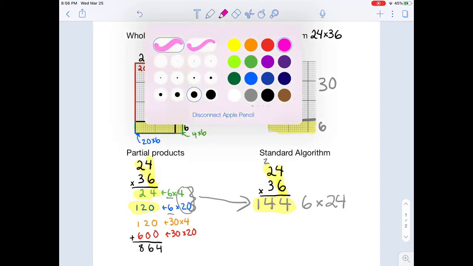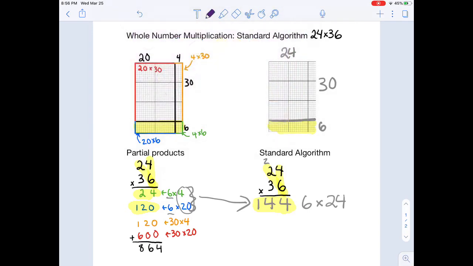So I'll switch up my colors here. So here I did 30 times 4, 30 times 20. I'll follow the same pattern here, except it'll sound like this. I'm going to put a placeholder 0. 3 times 4 is 12. Write down the 2. Carry the 1. 3 times 2 is 6. Plus 1 is 7. So again, notice that if I take 120 plus 600, I get 720.